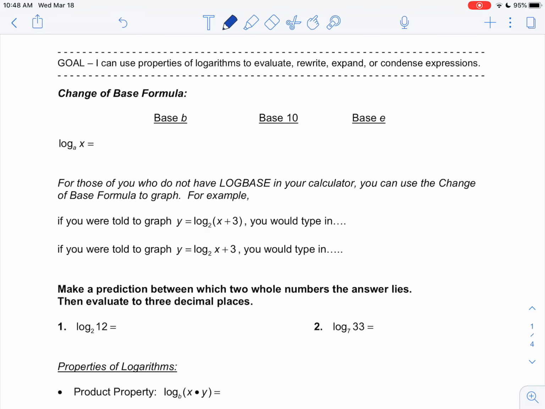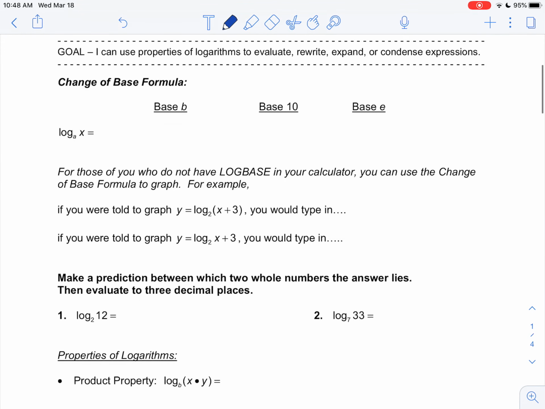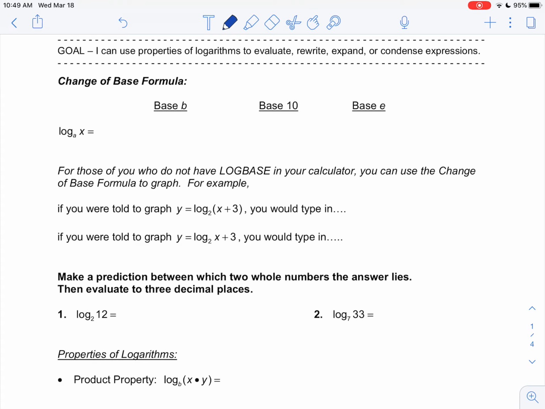Here it is, Lesson 3.3, Properties of Logarithms. Good news, this is all Algebra 2, but there's lots of different things that we're going to ask you to do. Hopefully, if I see you again this school year, if we have a quiz or a test or a final, then we'll ask you to do lots of different things with this.